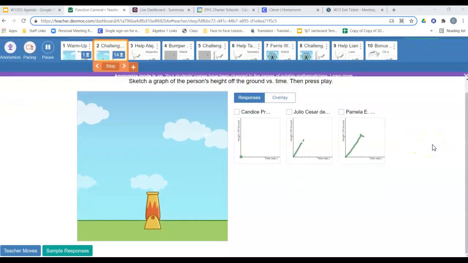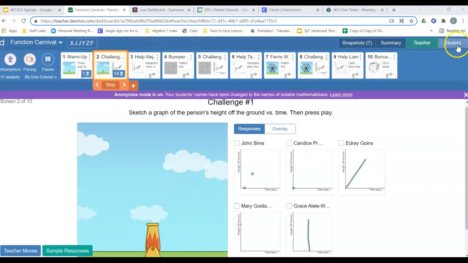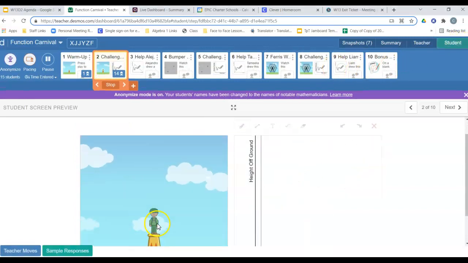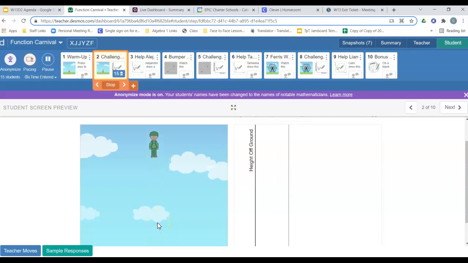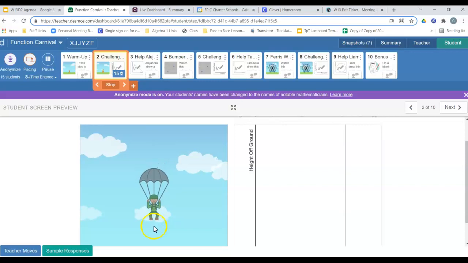Draw a sketch of what you think happens. Is he a soldier? He looks like a soldier. Over time.